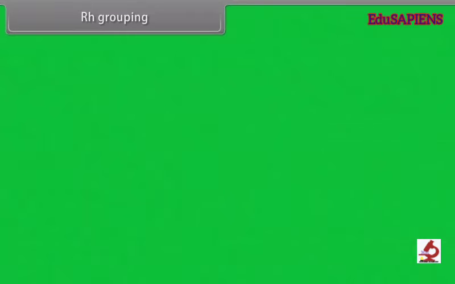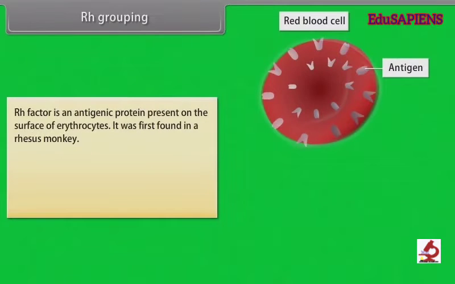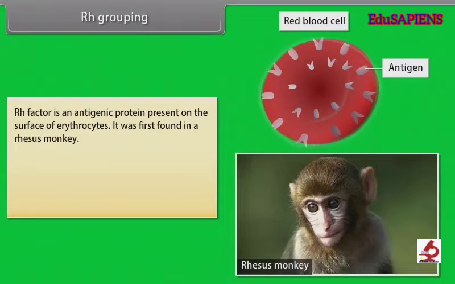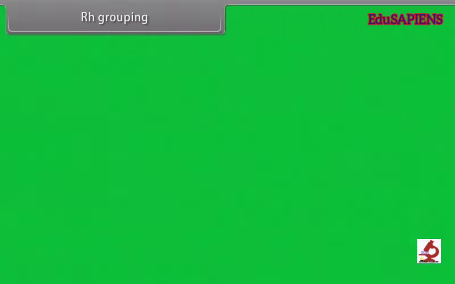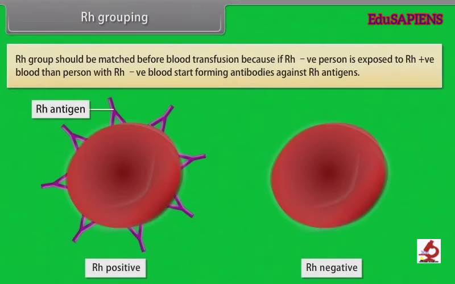Rh grouping. Rh factor is an antigenic protein present on the surface of erythrocytes. It was first found in a rhesus monkey. If Rh antigen is present, then those persons are called Rh positive, and if Rh antigen is absent, then those persons are called Rh negative. Rh group should be matched before blood transfusion, because if an Rh negative person is exposed to Rh positive blood, then the person with Rh negative blood starts forming antibodies against Rh antigens.